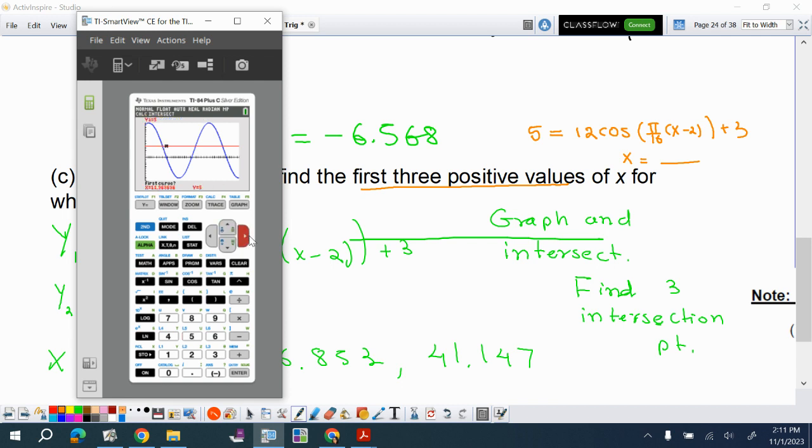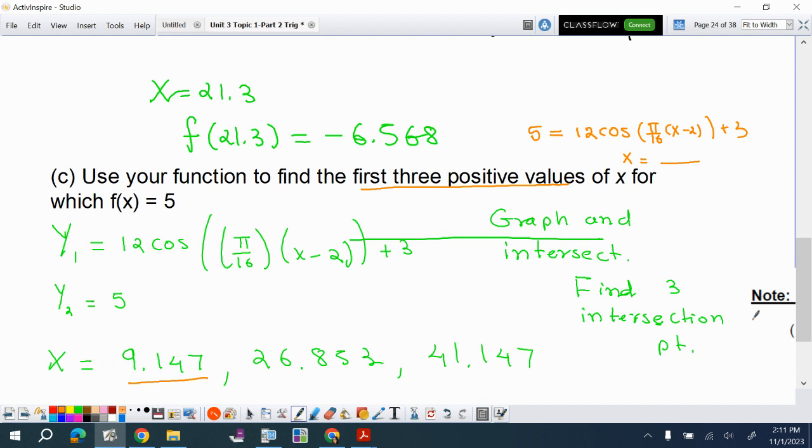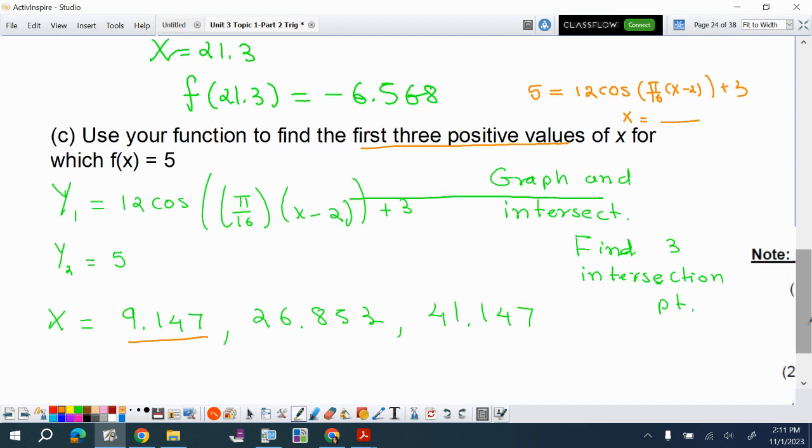Go to somewhere in that area and press 1, 2, 3. That's the second intersection, 26.853, and the third one. So we do not include any stories here. We just have to find x and y and write the equation.